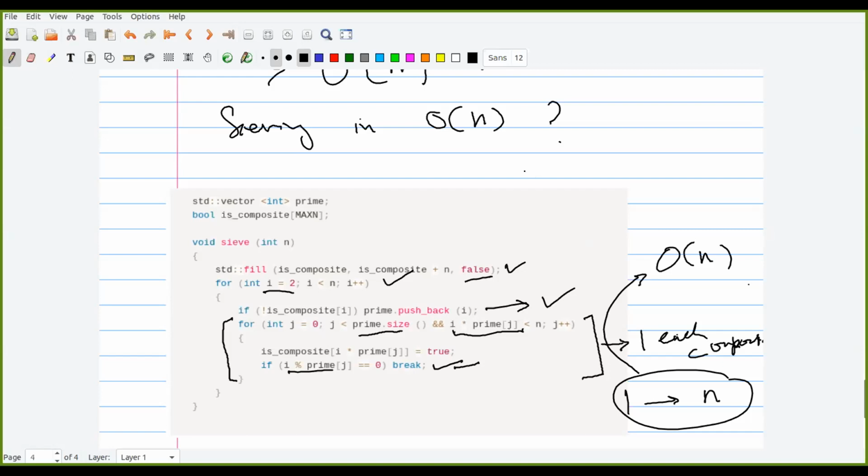What does the j break condition do? The break condition makes sure that we don't iterate over composite numbers which we have already come across. If it is divisible, then I will already have counted it before, right? So I don't want to go into the loop again.